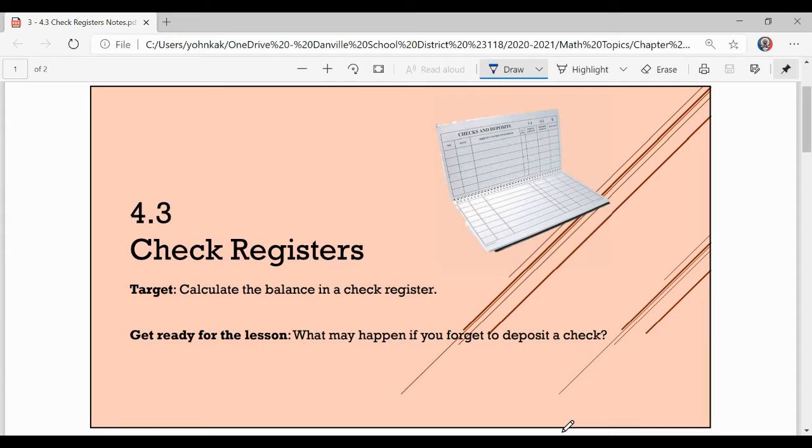One of the things we'll talk about is what do you think is going to happen if you forget to deposit a check? If you forget to write it down, that's what we're going to talk about in the next section. If you forget to deposit a check, well, then that just floats away into space and you never get it again.